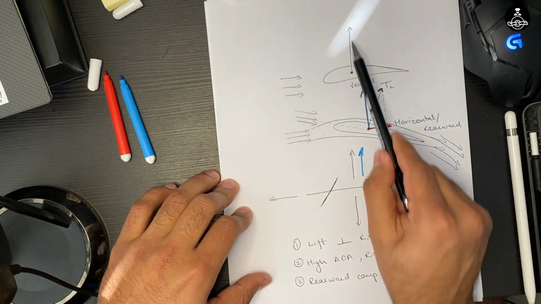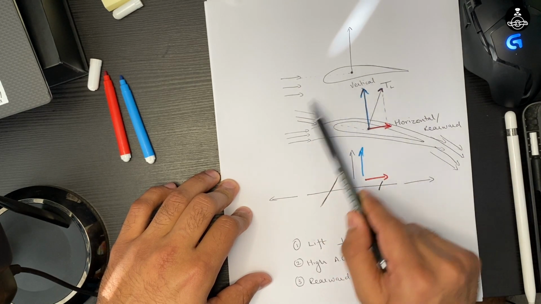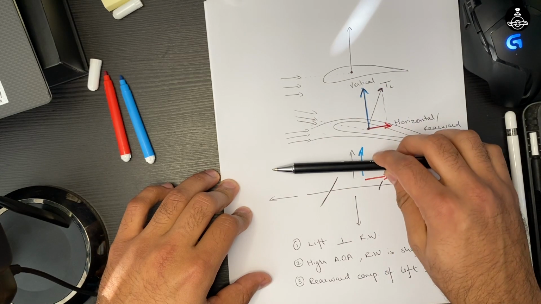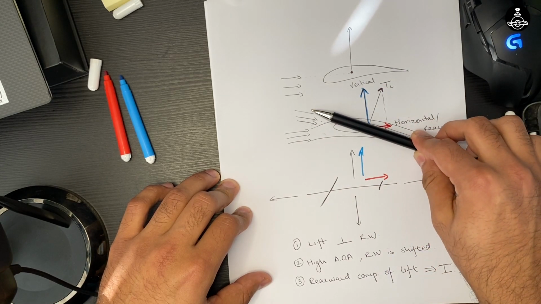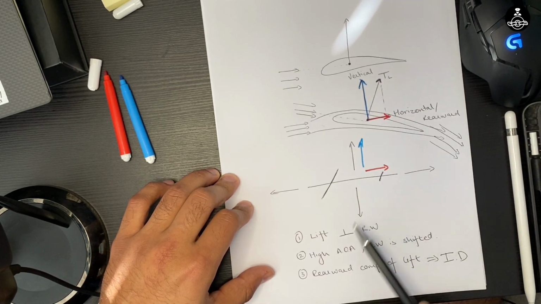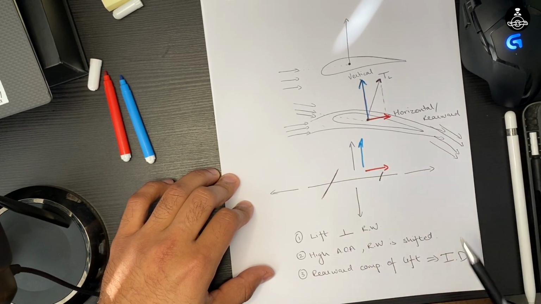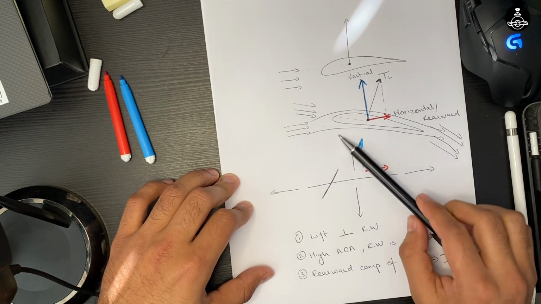Lift is always perpendicular to relative wind. When you are at angle of attacks, the total lift is tilted backwards because the apparent relative wind shifts, and the horizontal component of lift or the rearward component of lift acts rearward, making it the induced drag. Let's go back to the front camera.